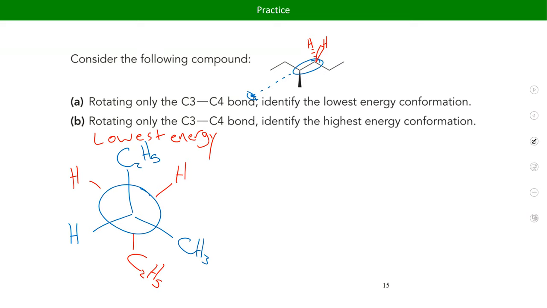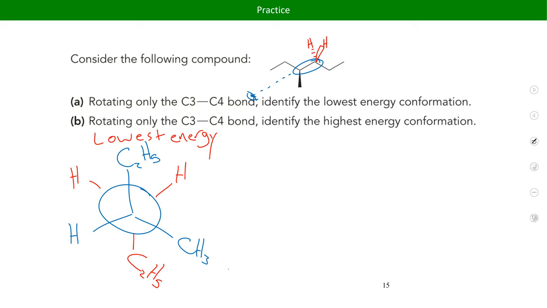So it's going to be the eclipse of the ethyls. And the trick then is just to make sure you draw it so that, in this case, both of the other two red substituents are the same, right? So it's going to be a hydrogen here and a hydrogen there. But if one of them was different than the other, you need to be careful that you rotated all of them correctly to get there. Right, so we rotate everything 180 degrees.